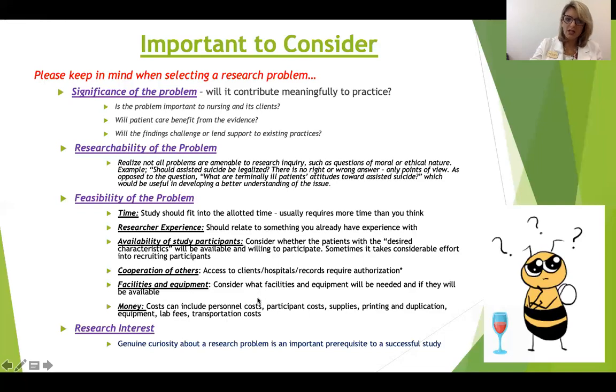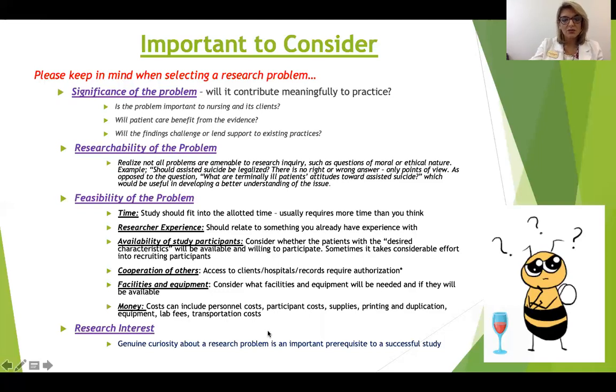Facilities and equipment, consider what facilities and equipment will be needed and if they will be available. And of course, money. Money is a big deal, okay? How much is it going to cost? Are you going to pay your participants to participate? You're going to need supplies. If you're doing surveys or questionnaires, you're going to have to print all this stuff. Are you going to be able to afford that? Who's going to pay for it? Can you get it done free at the library? Are you entitled to a certain amount of printing from CMSV? These are things you're going to want to think about because it does cost money.